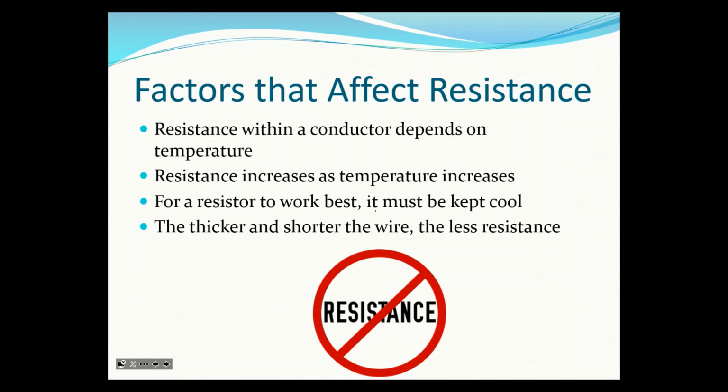And a thicker, shorter wire has less resistance. So if your car battery is a DC battery, all batteries are DC. So if you look at the wires in your car, they're really, really thick, and that allows for less resistance because DC has a lot of resistance, as we saw in that video.